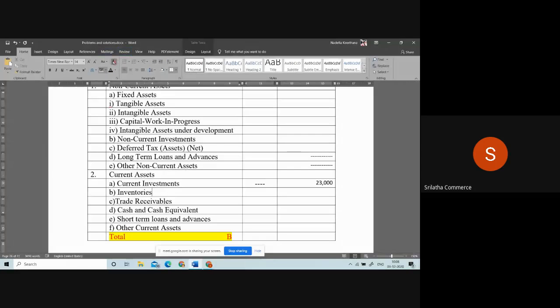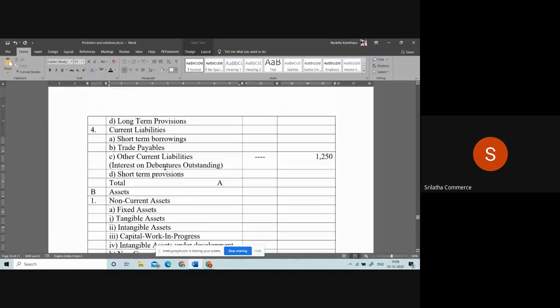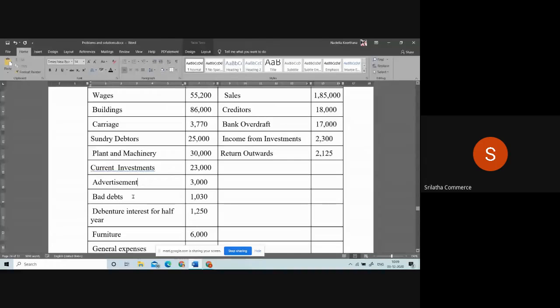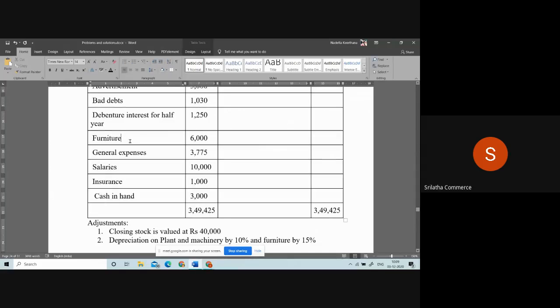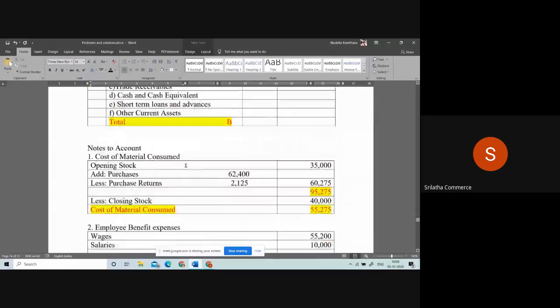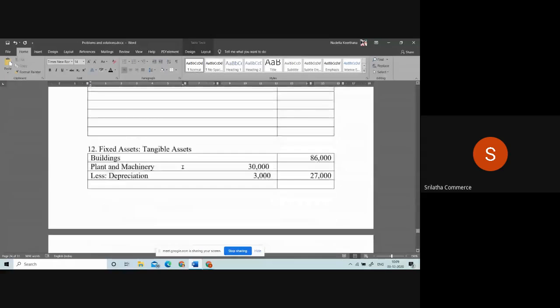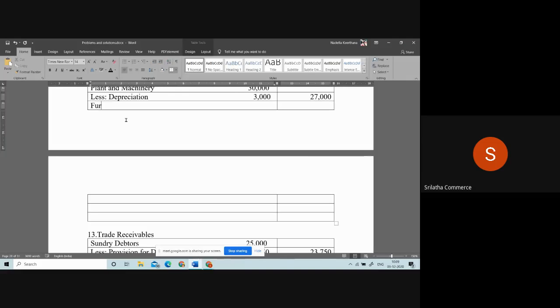Then comes, after current investments, advertisement over, bad debts over, interest on debentures outstanding we already had taken, furniture 6,000, tangible assets. Under tangible assets, furniture, inner column 6,000, less depreciation 900, no? Yes, ma'am. 900, and in the outer column it will be 5,100.